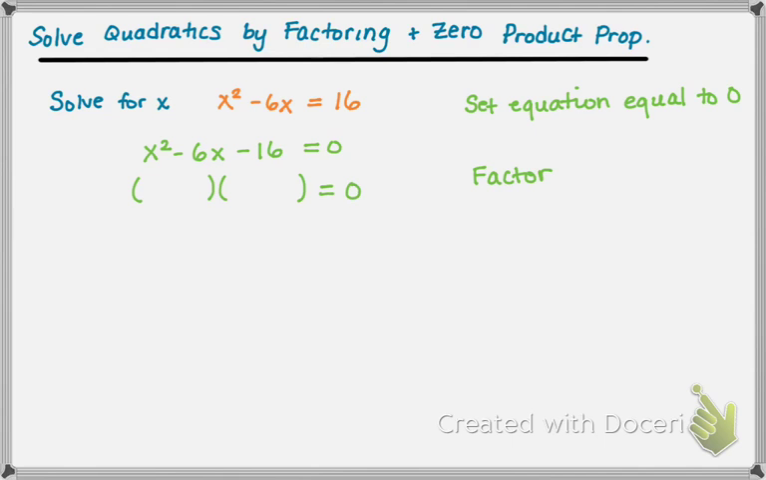So x squared factors out to x and x. And I want factors of negative 16 that would multiply to give me negative 6. So that would be negative 8, positive 2. Okay, and then we use the zero product property.